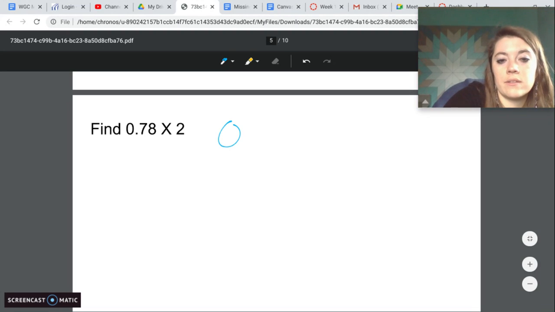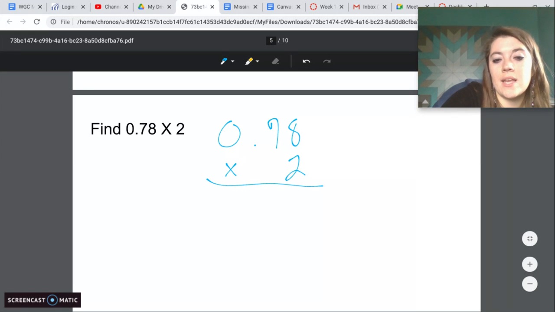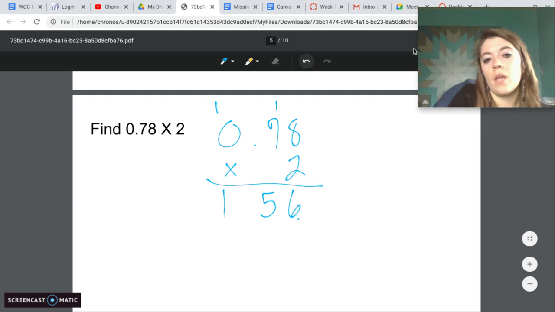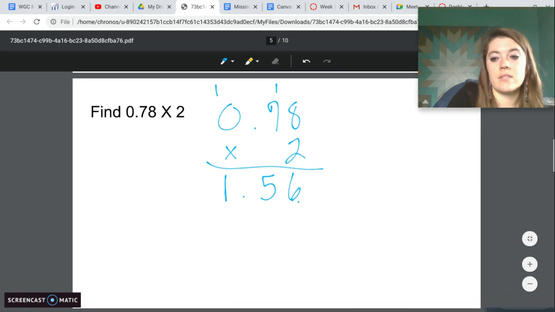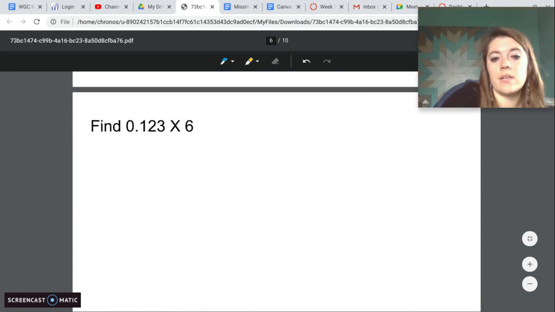For this one, 0.78 times 2. 2 times 8 is 16. Carry the 1. 2 times 7 is 14, plus 1 is 15. Carry the 1. 2 times 0 is 0, plus 1 is 1. Once again, 2 numbers after the decimal, so we go 1, 2. There's our decimal. 1 and 56 hundredths.